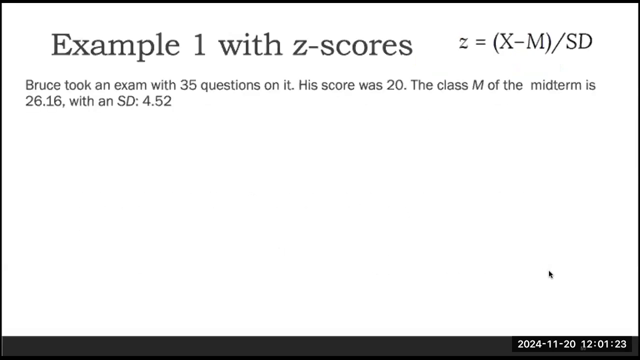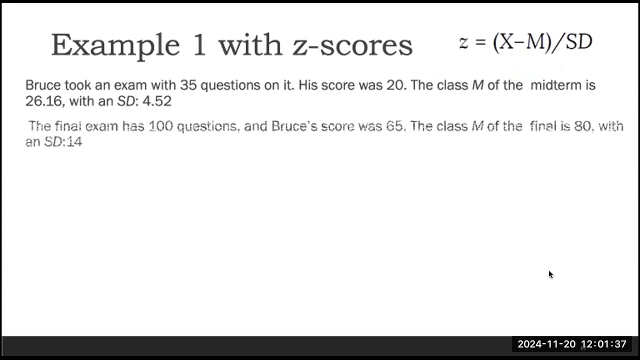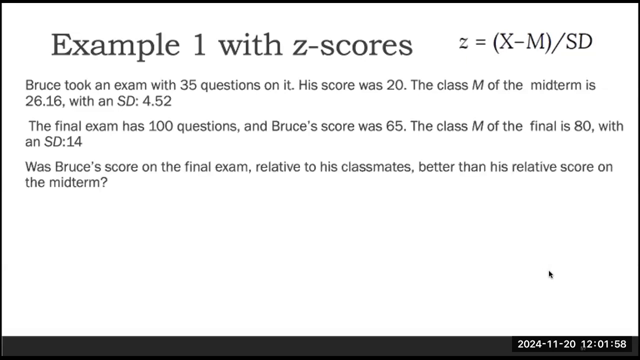Bruce took an exam with 35 questions on it. His score was 20. The class mean of the midterm is 26.16 with a standard deviation of 4.52. Then the final exam has 100 questions. So you'll see these different scales, right? One exam had 35 questions, the next one has 100. On the final exam, Bruce's score was 65. The class mean of the final is 80 with a standard deviation of 14, which means that on the final exam, there was a lot of difference among the scores.